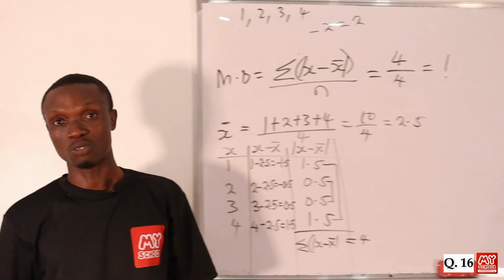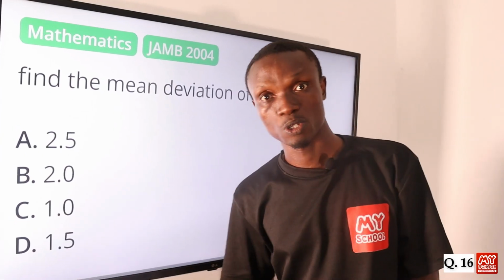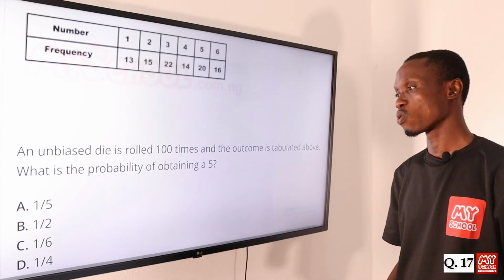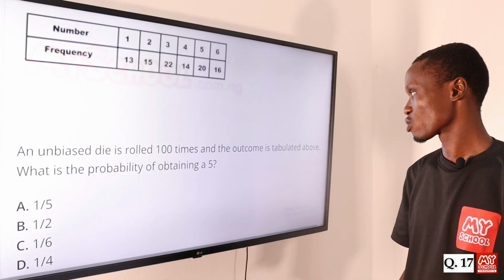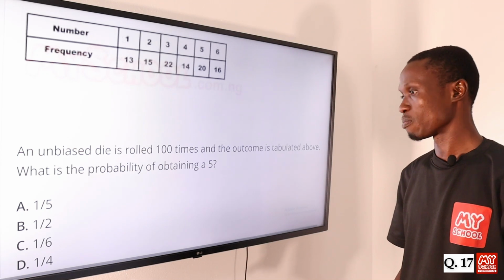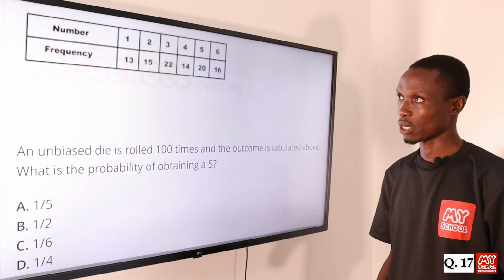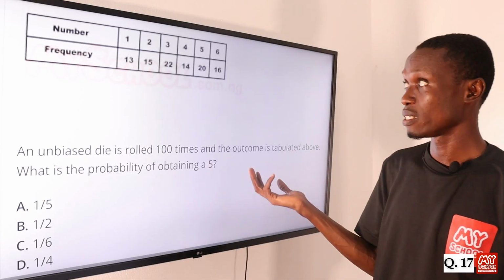So let's return back to the screen to pick the correct answer to this question, and that is option C, 1. Question 17. An unbiased die is rolled 100 times and the outcome is tabulated above. What is the probability of obtaining a 5? So the probability of obtaining a 5.